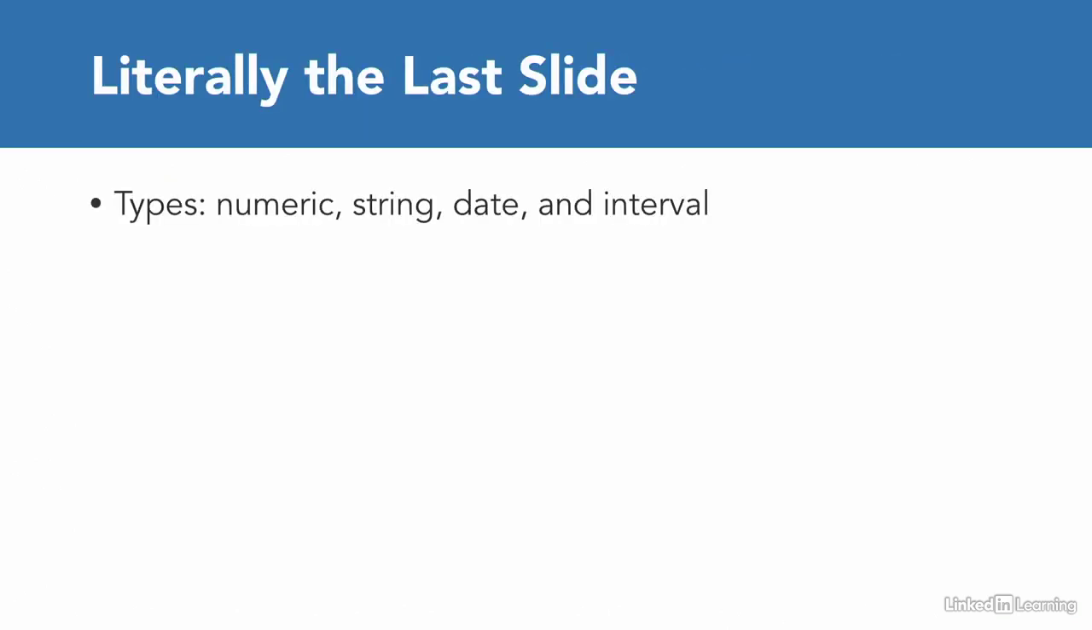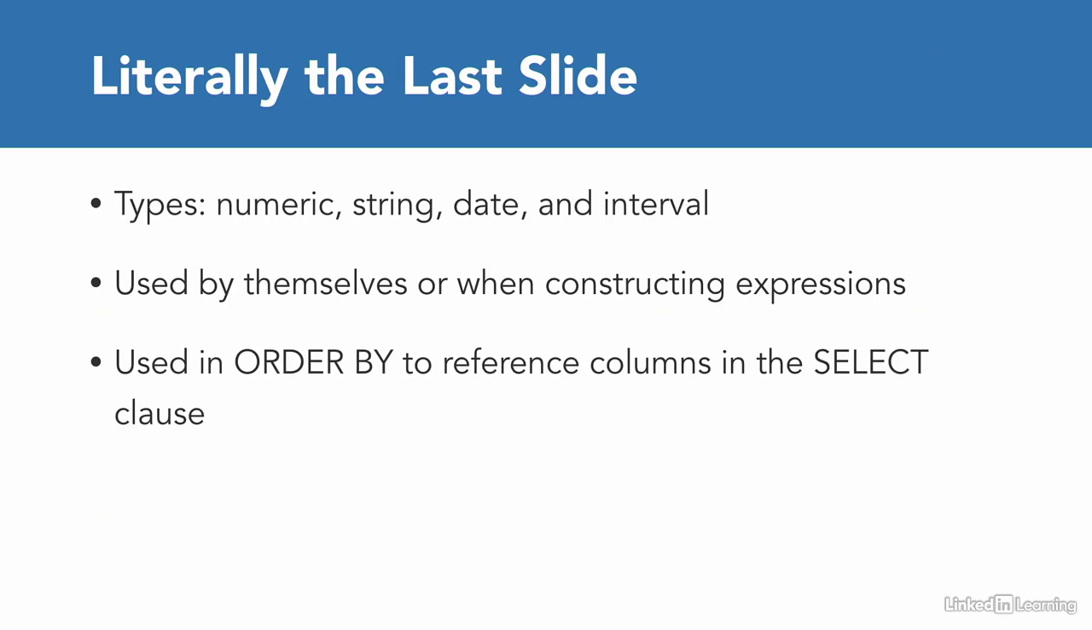I've told you literally all I know about literals in Oracle Database, and that's what you'll need to know about literals. There are 4 types: numeric, string, date, and interval, and each has a couple of subtypes. You can use them by themselves or when constructing expressions. Be careful with date literals. A string may look like a date literal, but the only true date literal has a very specific format. A special case of a literal is when you use a numeric literal to reference a column number in the select clause in the order by clause. It saves some typing, but it can be hazardous when you modify the select statement.